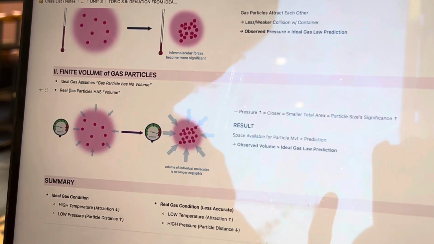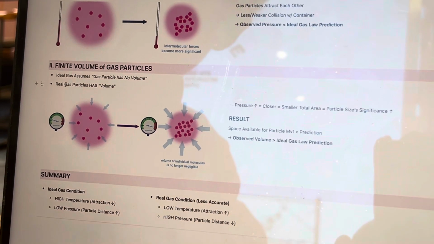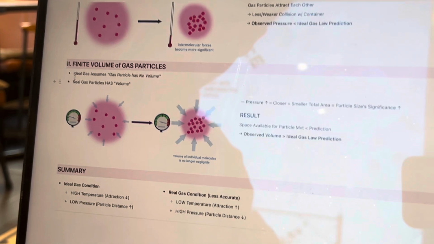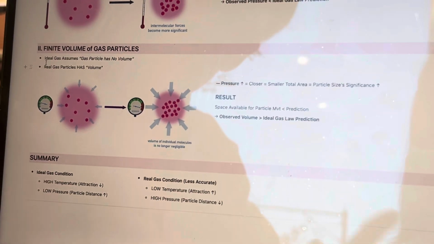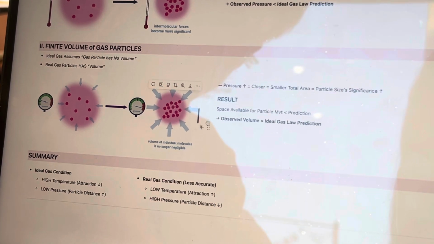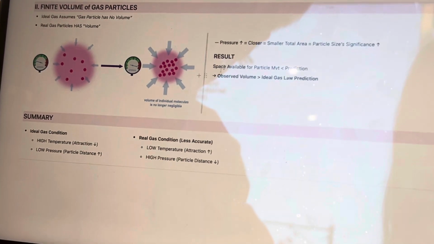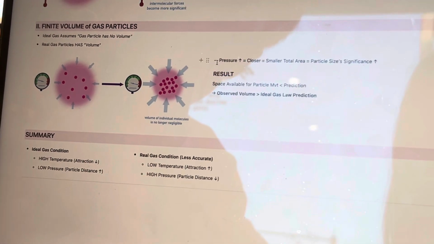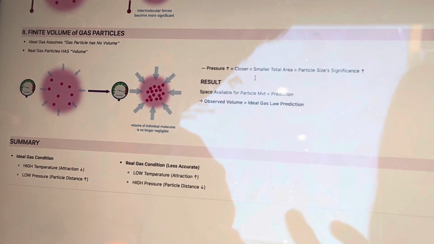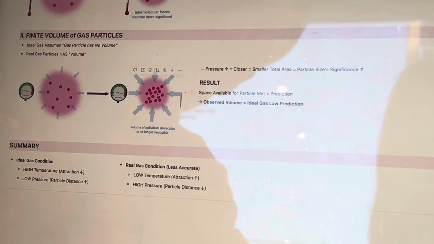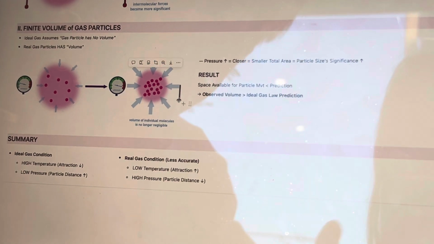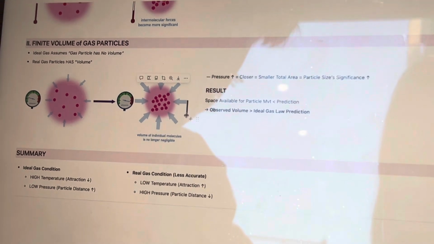And the second one is the finite volume of gas particles. The ideal gas law assumes that gas particles have no volume at all. However, real-life gases do have volume. So if the pressure goes up, they are much closer to each other, and the total volume of the substance will be smaller, and that means the particle size significance is increasing.